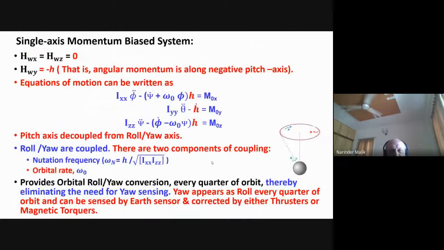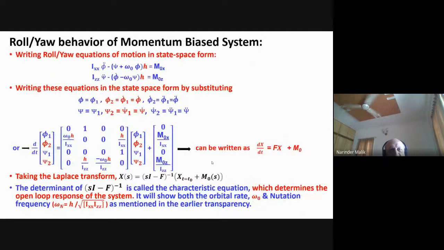Okay, I will come to that one. Now, let me come to the roll-yaw behavior of the momentum bias system. Let me look at the other two axes, roll axis and yaw axis. I write this equation. Now I can write this in the state space form.